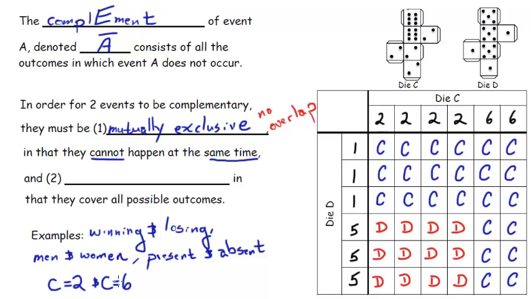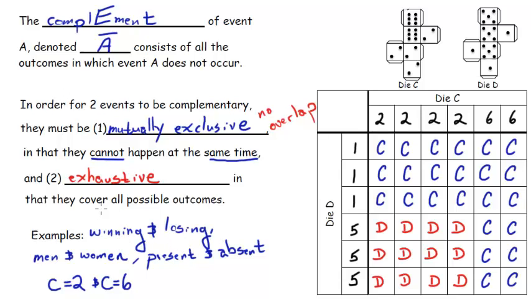So they're mutually exclusive in that they can't happen at the same time, or they do not overlap, and they are also exhaustive. Right? And by exhaustive, we mean we cover all our options. So our only options here are to win and lose. Our only option is to be a man or a woman. Our only options are present and absent.